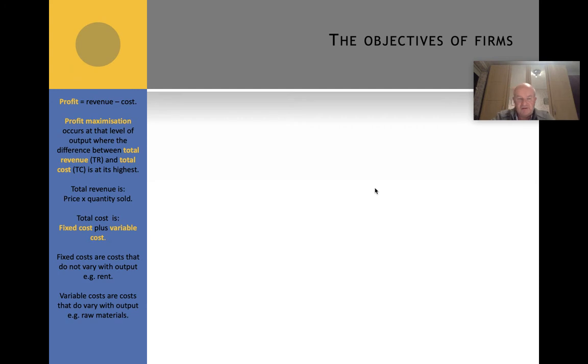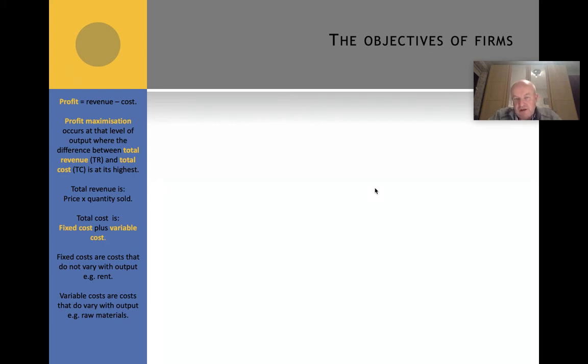We've talked about various definitions. We're now going to look at different objectives of firms and how that might influence pricing decisions and revenue generation decisions. Looking down the left-hand side of your slide, what is profit? Profit is basically revenue take away cost. When a business chooses to profit maximize, that's when the difference between total revenue and total cost is at its highest. So we're making more revenue than we are total cost.